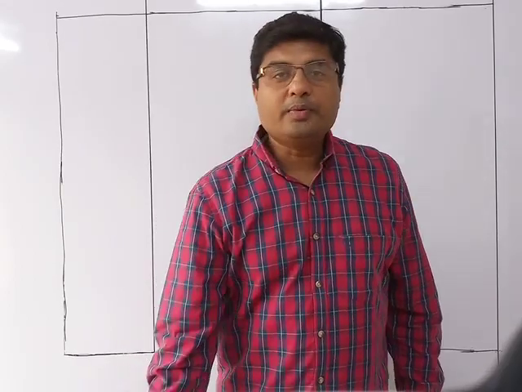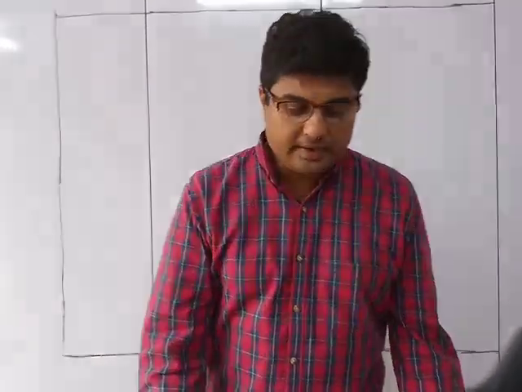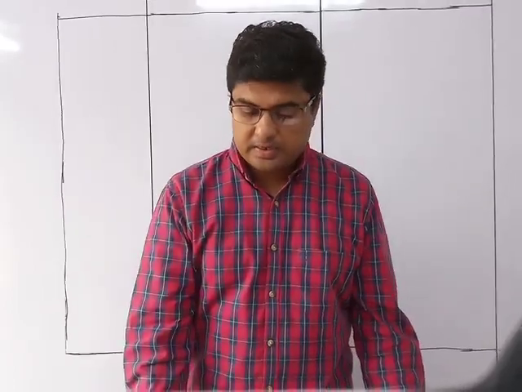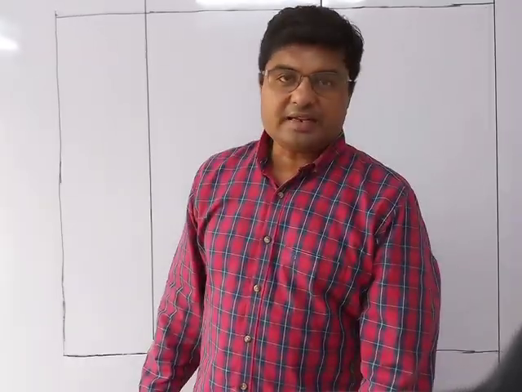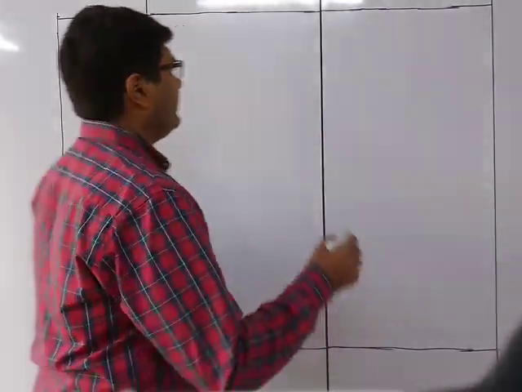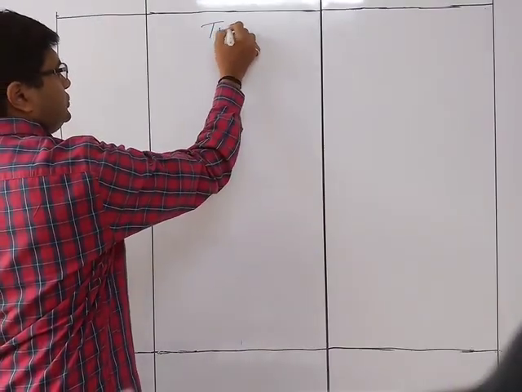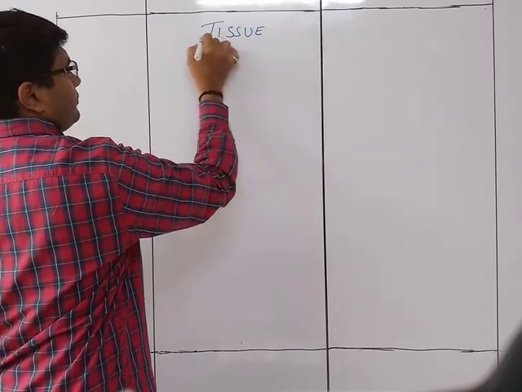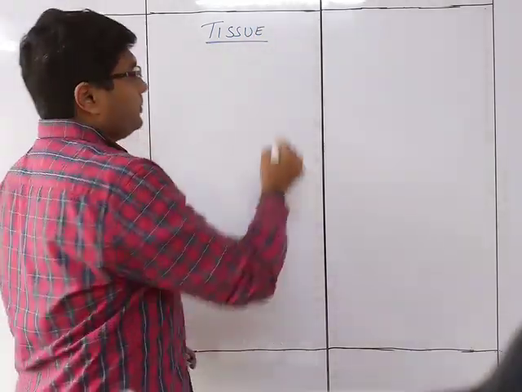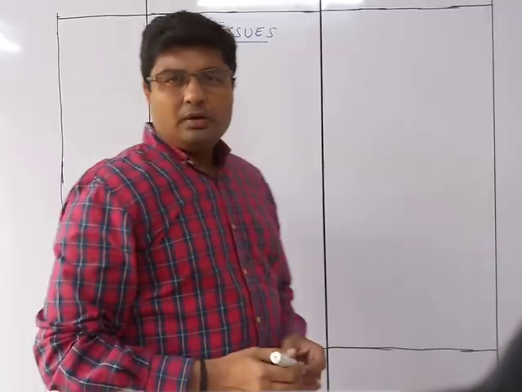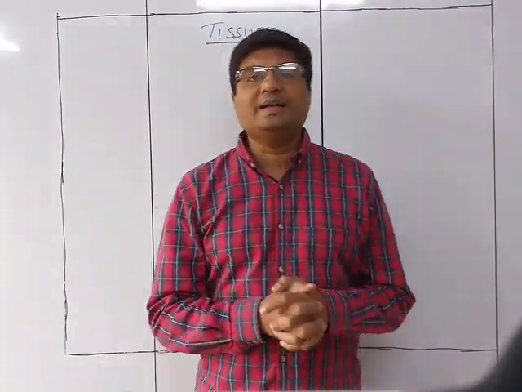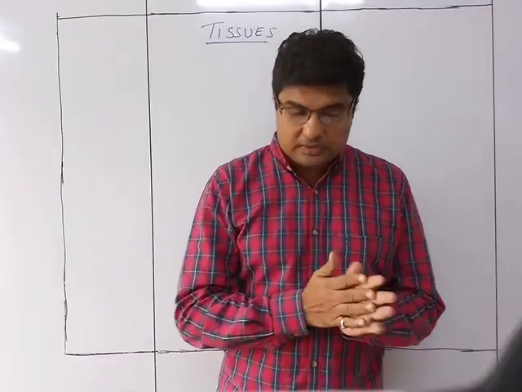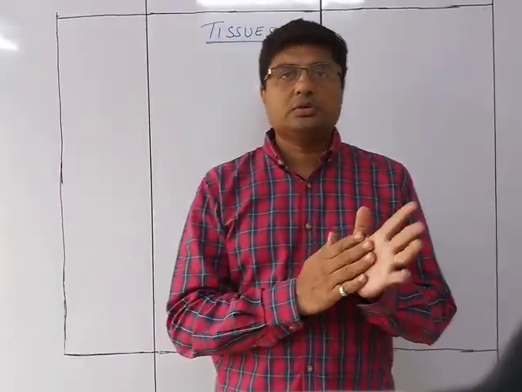Okay, now we come to the next chapter of biology in standard 9th from Concise Biology, that is tissues, plant and animal tissues. So in this chapter we are going to learn about plant and animal tissues. But before we learn that, what are tissues?